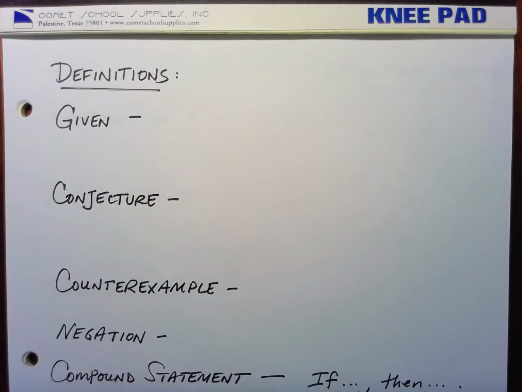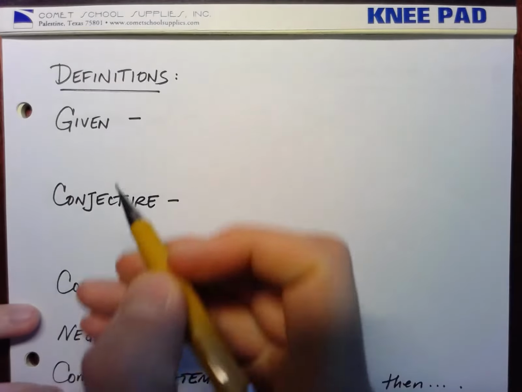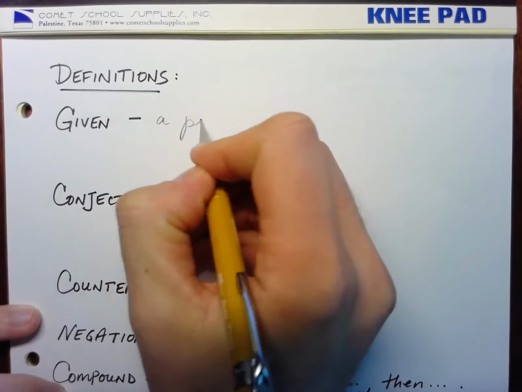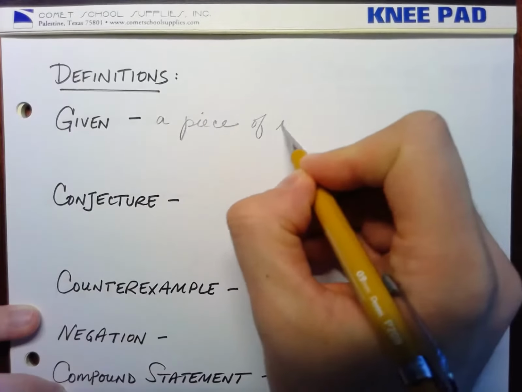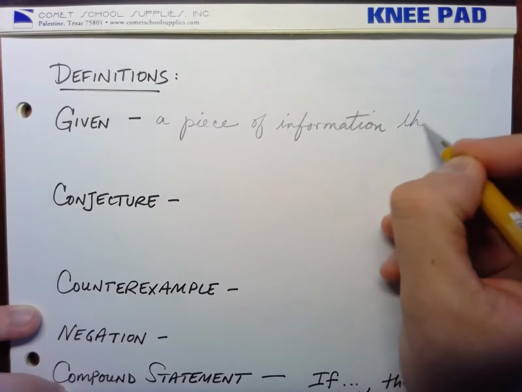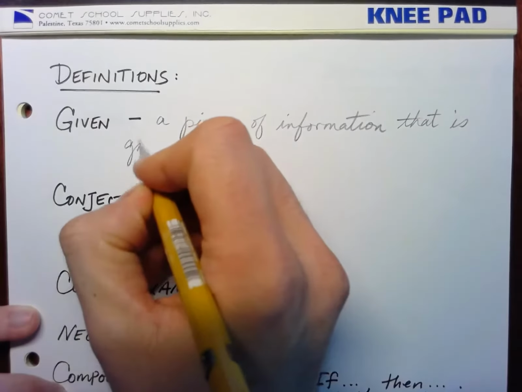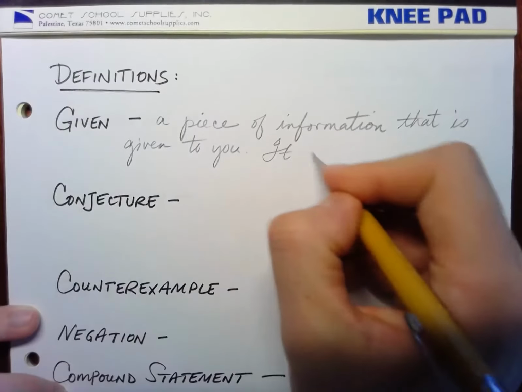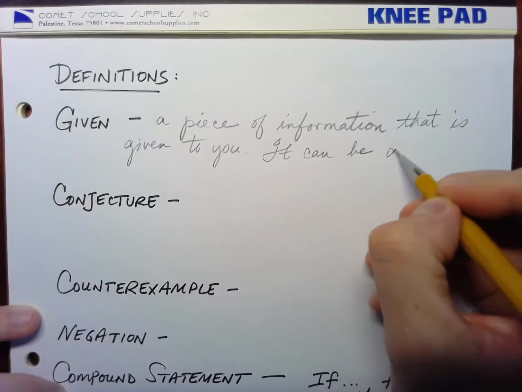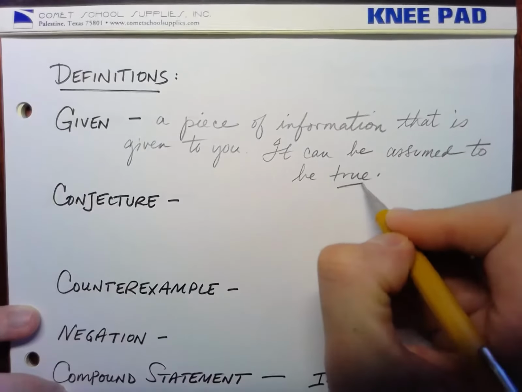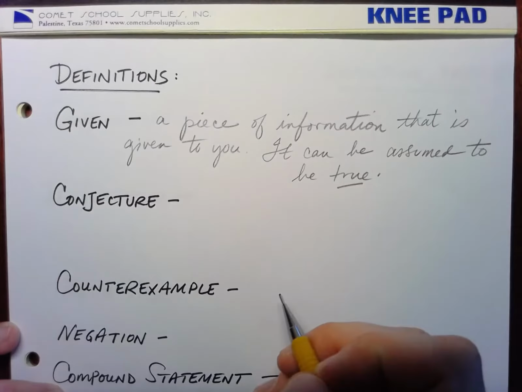So let's talk about some definitions. We need to really set up these definitions so we can understand what we're talking about here. A given is simply a piece of information that is given to you and it can be assumed to be true. Always. It can be assumed to be true. Okay?